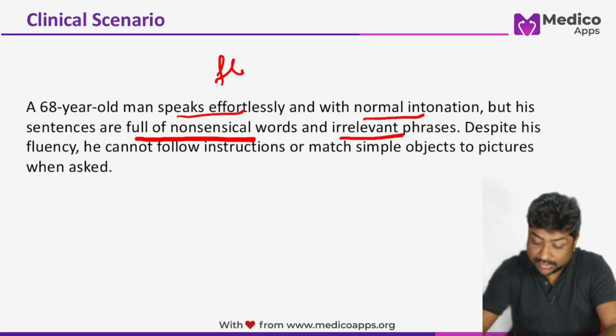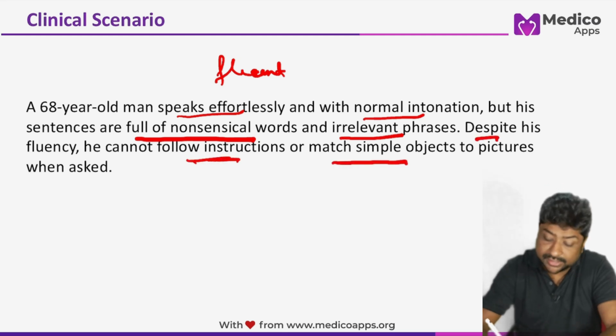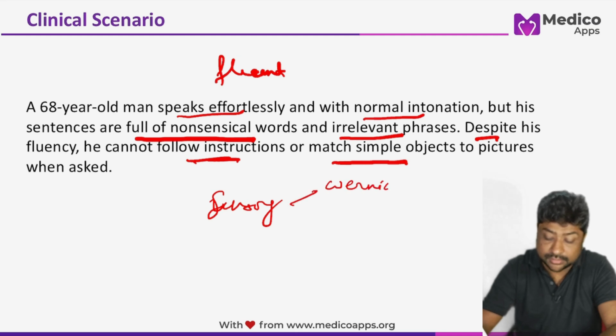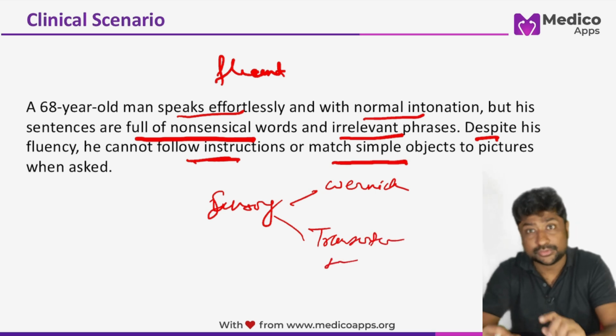So this is fluent aphasia. Despite his fluency, he cannot follow instructions or match simple objects to pictures when asked. So understanding is clearly impaired. So again, this is a kind of sensory aphasia, can be Wernicke's and can be transcortical sensory aphasia.